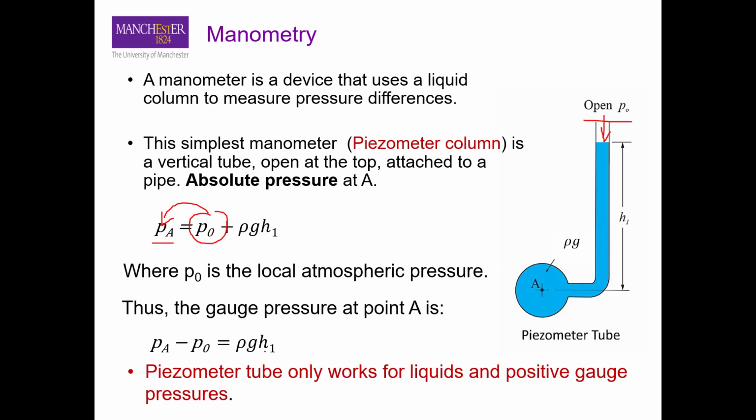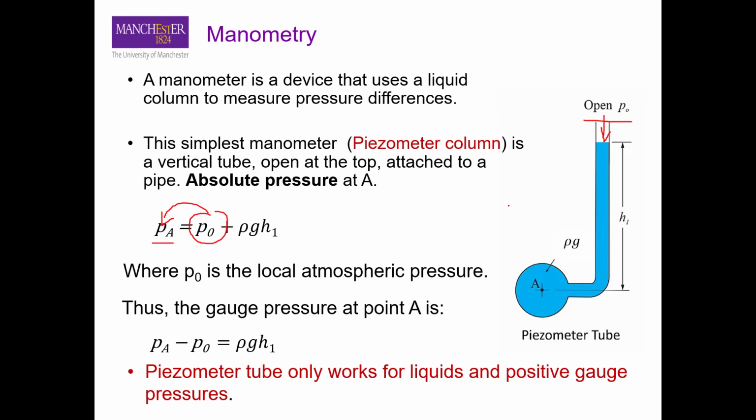So piezometric tubes are commonly used in devices with low pressures, because obviously we don't want this liquid to go out from the top side, or we don't want to have a very large tube that is not practical. So these are mostly used for low pressures, and they are very cheap.